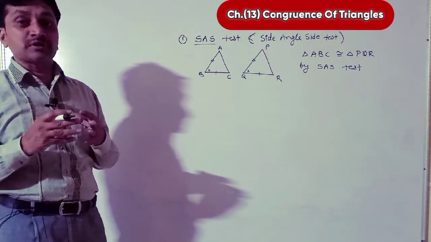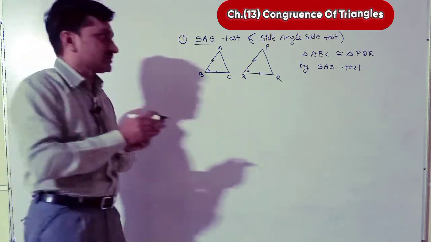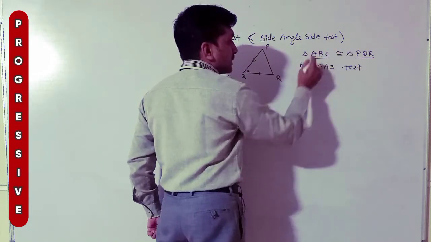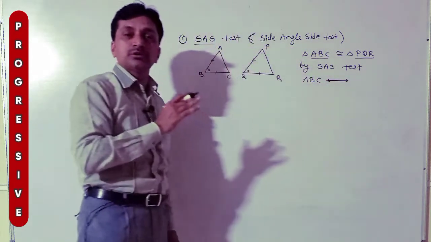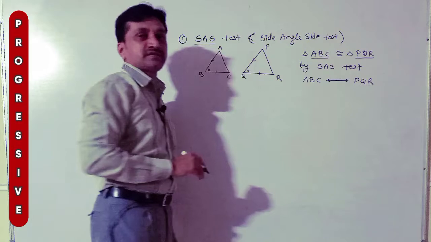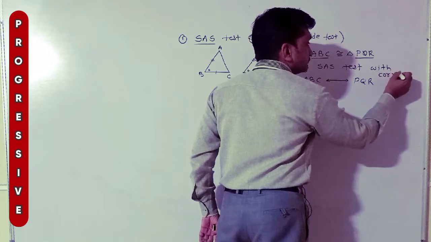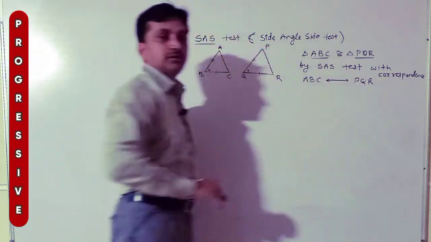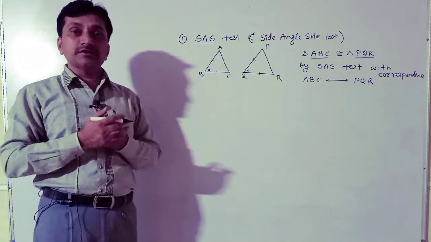And sometimes in an example, it may ask to write correspondence of vertices. Then we have to write only vertices, don't write the symbol of triangle, only like this, ABC vertices, double headed arrow, correspondence sign, and vertices PQR. This is correspondence of vertices, that we write here with correspondence. Now which test is this? SAS test.